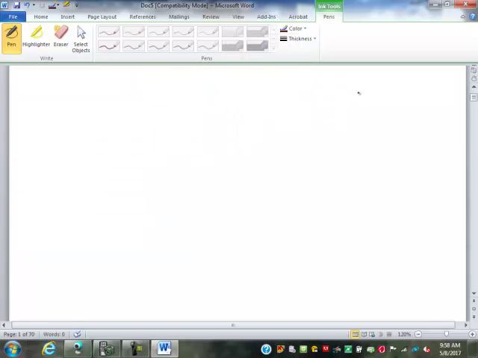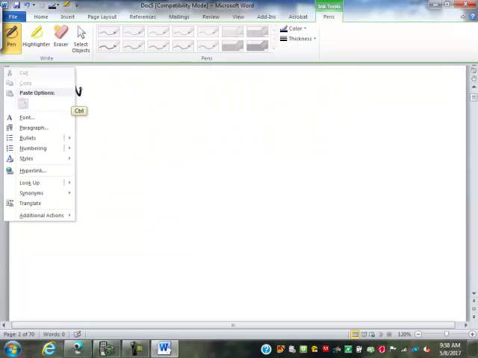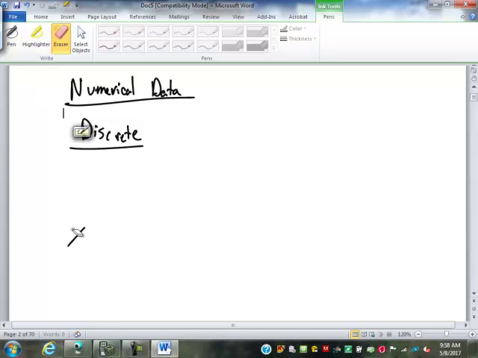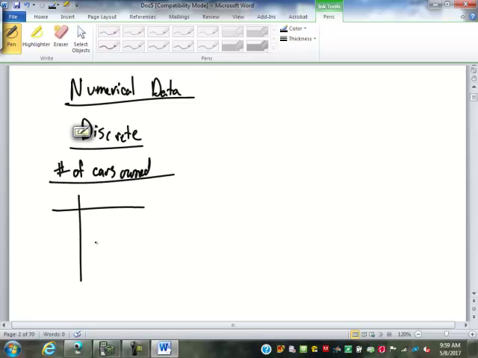If we look at numerical data, there's a couple of different ways we can organize it. If we're dealing with discrete data, it depends on the number of different possible values that there are. Let's look at number of cars owned. And let's say that we have responses that range from 0 up to 4, and that nobody that we surveyed owned more than 4 cars.